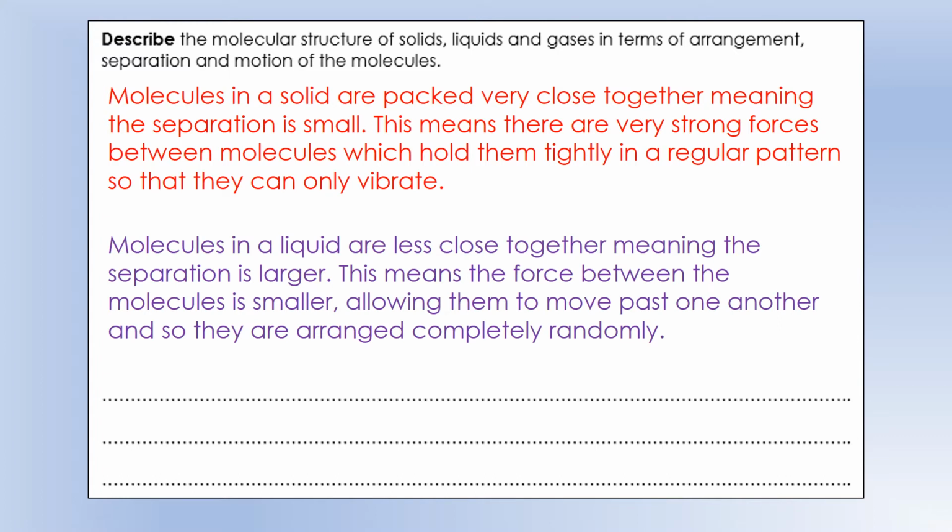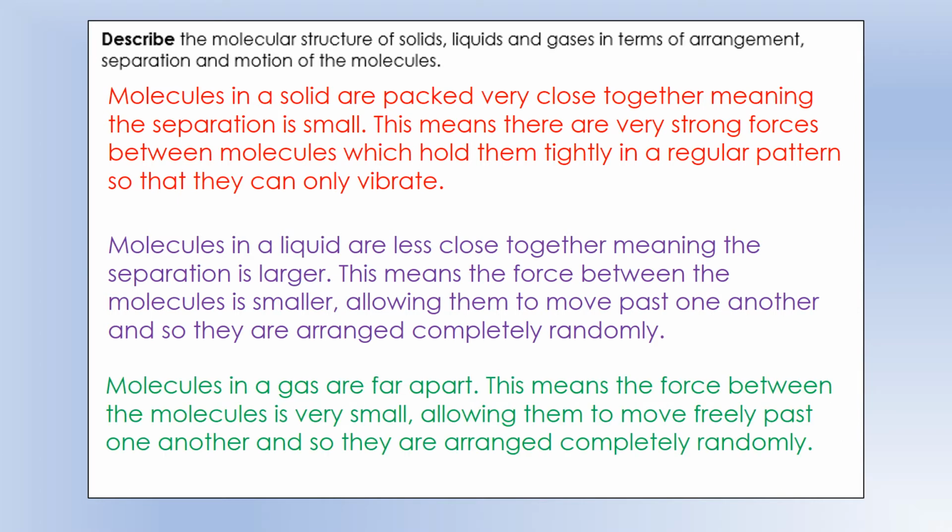Whereas in a liquid, the particles are less close together, and that means the separation is larger. So the force between the molecules is smaller, and that means they are free to move past one another, so their arrangement is completely random. In a gas, it's a very similar story, but they're even further apart, so the force between the molecules is really, really small, and that allows them to move freely past one another, and so they are also arranged completely randomly.